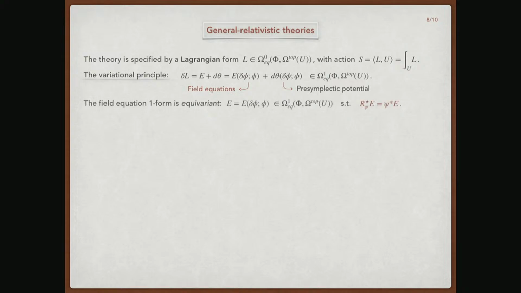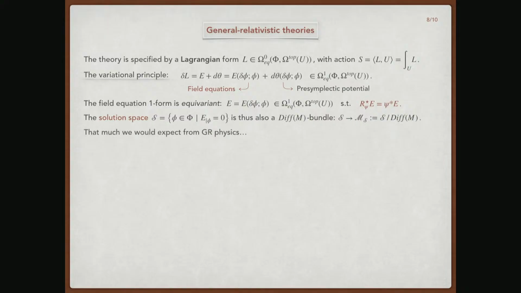The field equation one form is equivariant, meaning it transforms like this under diffeo, as you would expect from general relativistic theories, meaning that the space of solutions is again a principal bundle with diffeo as a structure group, which is exactly the statement of GR, or general relativistic theories. You want your solution to be a bundle under the symmetry group. So that much you would expect from GR physics.